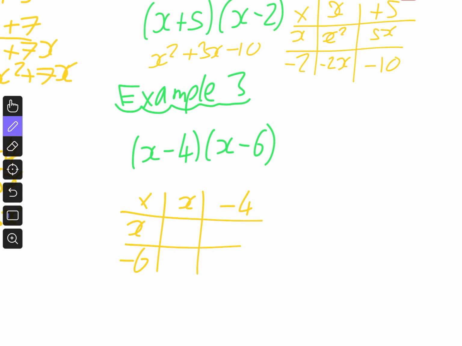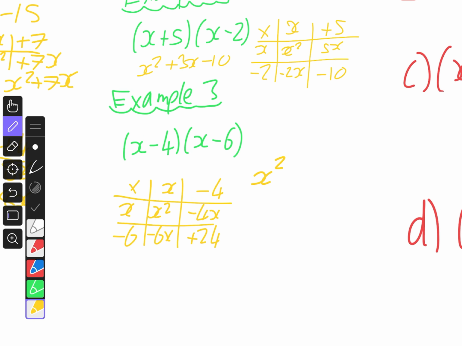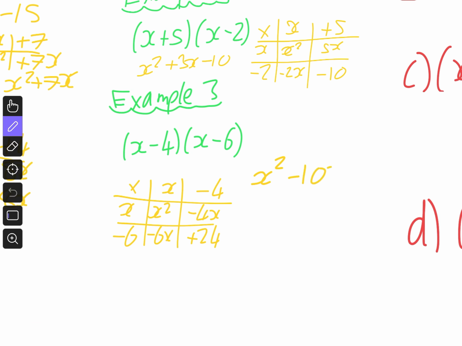Right, x multiplied by x is x squared, x times 6 is minus 6x, x times minus 4 is minus 4x, minus 4 multiplied by minus 6. Be careful, two negatives multiplied together give you a positive answer, and most students will make a mistake there if they do make one. And put it all together: x squared, be careful, minus 4x minus 6x is minus 10x, and then plus 24.